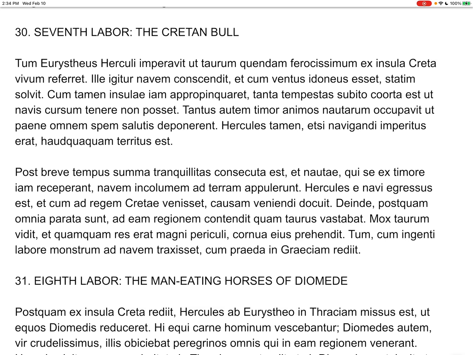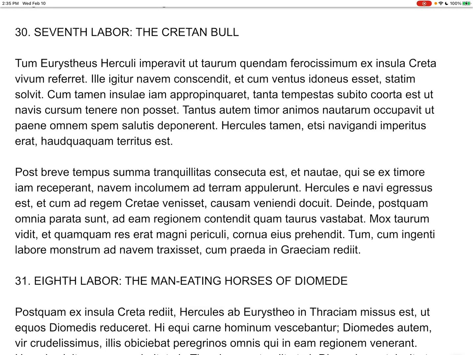Okay, so he ordered Hercules, ut taurum quendam ferocissimum ex insula Creta vivum referret. That he do something. Now we're dropping into an indirect command. Ut, or ne, introduces an indirect command, and these will have a subjunctive verb. Referret is an imperfect subjunctive. He ordered that, it's translating as that here, he should bring back, referret, a certain very ferocious bull, taurum quendam ferocissimum.